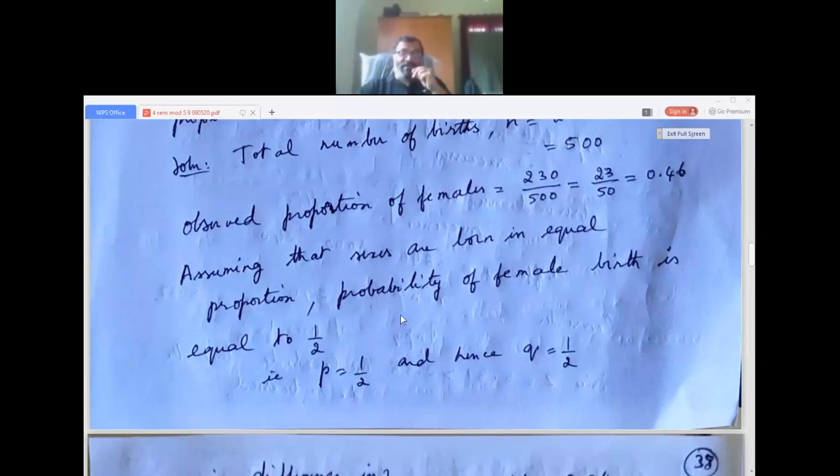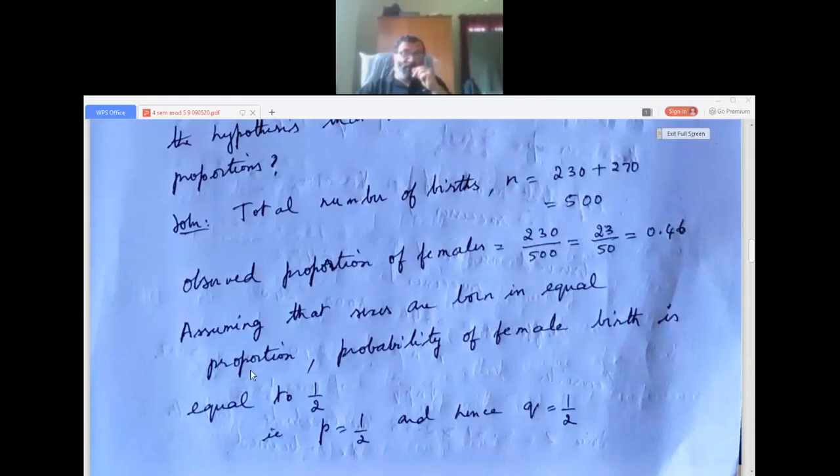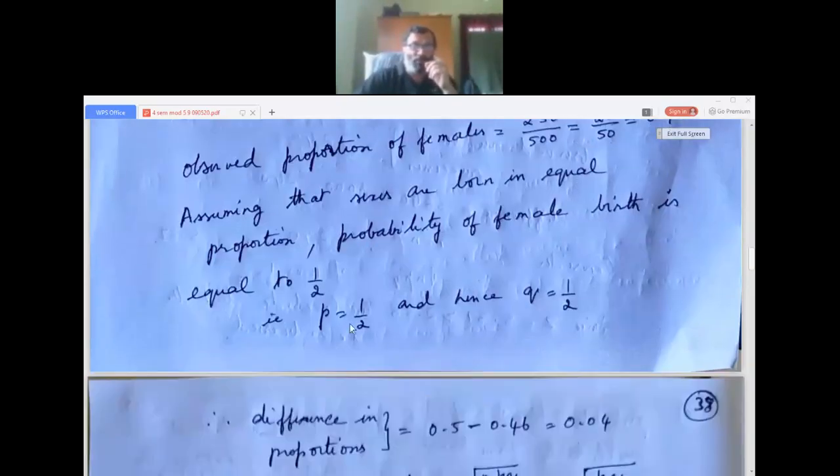Why do you assume this? Because that is the hypothesis in the question. See the question: assuming that sexes are born in equal proportion. Sexes means male or female. The probability of female birth is equal to half, just like tossing the coin. So I hope you followed that. If P is half, then Q is also half. If P is female birth, Q will be male birth.